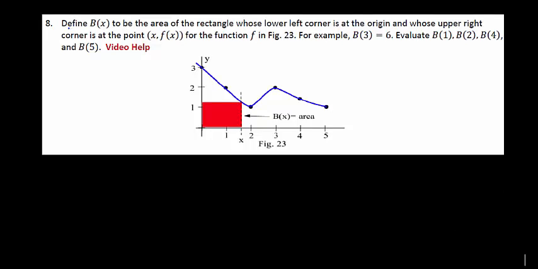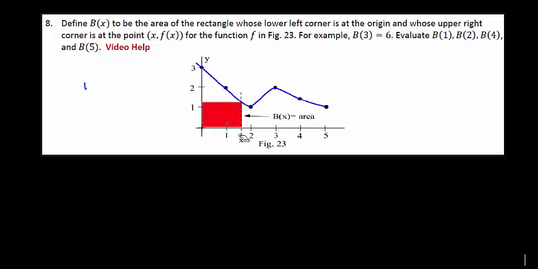So in this problem, we're going to define b of x to be the area of the rectangle, this red guy right here, whose lower left corner is the origin, that's this right here, and whose upper right corner is the point on the function. So for example, if we went over to 1, this guy right here would be what we're looking for. So b of 1 is the area that we'd see in this blue box.